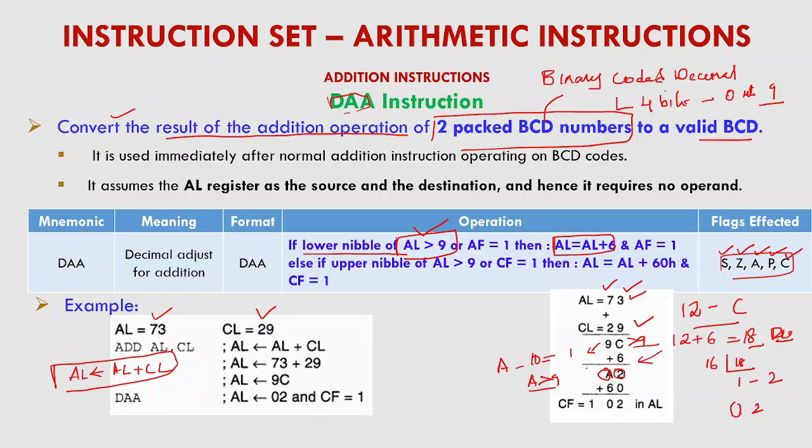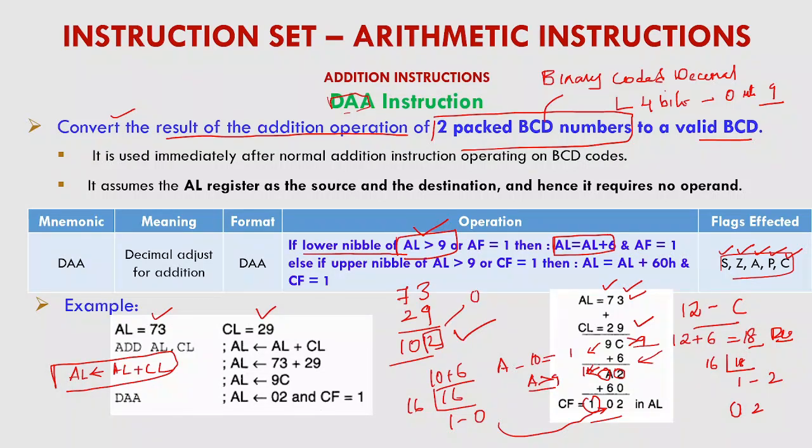A is 10 in decimal, and 10 plus 6 is 16. If you convert into hexadecimal, 16 gives quotient 1, remainder 0. So I write 0 here, and 1 is a carry. Now if you add 73 plus 29, you get 102. So it is a valid BCD number. Here you can see all the digits are within the range of 0 to 9. This is how the DAA instruction works.